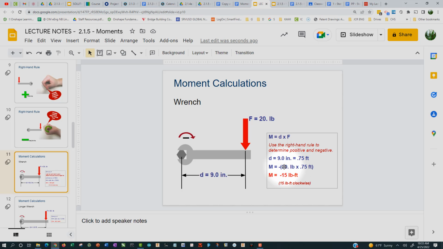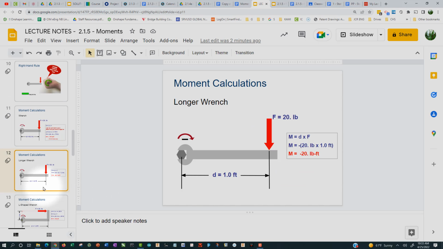9 inches is 9 divided by 12. That's 3/4, so 0.75 feet. 20 pounds of force times 0.75 feet is going to give me 15 foot-pounds. But I need to make sure I understand the direction, so we're going clockwise here. And so this would be a negative torque, negative 15 foot-pounds.